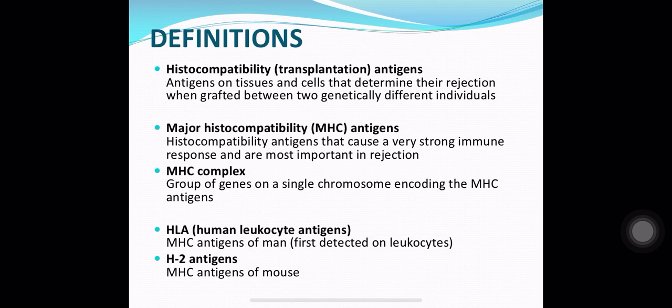Now several definitions with respect to the major histocompatibility complex. What are histocompatibility antigens or transplantation antigens? Antigens on the tissues and cells that determine their rejection or acceptance when grafted between two genetically distinct individuals of the same species. These are histocompatibility antigens.